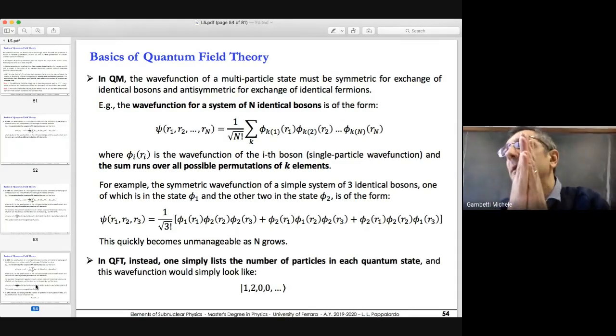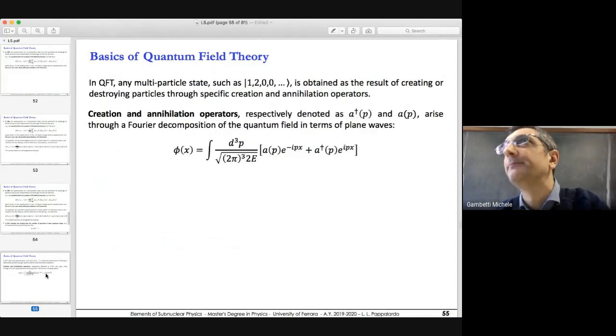In quantum field theory, instead, one simply lists the number of particles in each quantum state. So this complicated wave function would simply look like |1, 2, 0, 0, ...>. That means one boson in the first state phi1, two bosons in the second state phi2, zero bosons in the third, zero bosons in the fourth, and so on. You see how the notation is much easier to handle. Let's now see how we can construct this wave function in quantum field theory.